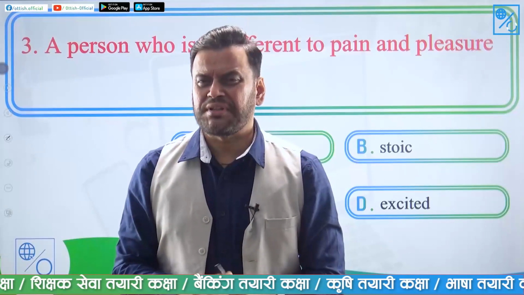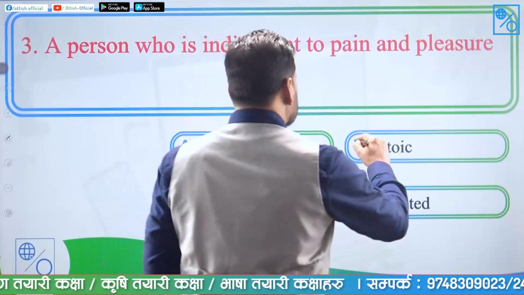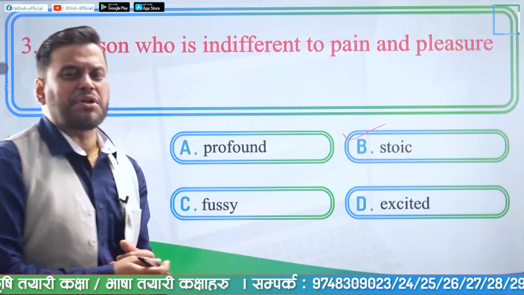So what is called such a person? Such a person is called a stoic. So he is what? Stoic, not changeable.